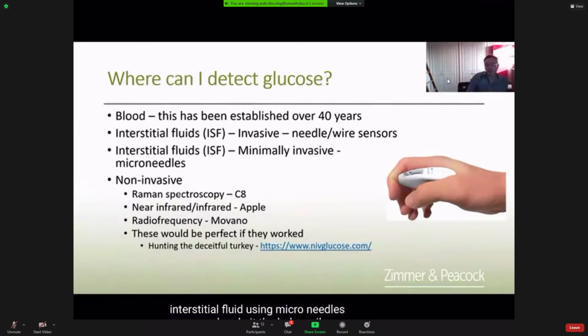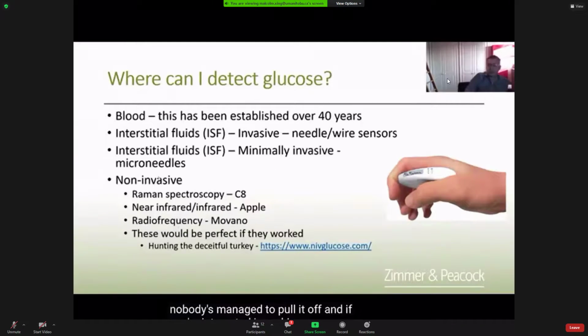You can also do it, the holy grail of measuring glucose, maybe in wearables, is non-invasively. And so this is a company that's no longer around. They tried to do it through Raman spectroscopy. So everyone's got this dream that they're able to shine some sort of light through the skin and detect the glucose that way. So a lot of people have tried it. So C8 have tried this non-invasive way. Apple have tried it the non-invasive way. There's currently a company, I think, called Movano, who's trying to do it through radio frequency. It would be great if these techniques were working, but so far nobody's managed to pull it off.